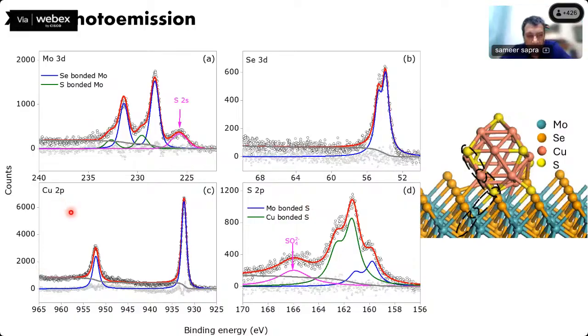Copper is the one that reacted with sulfur and is bonded only to sulfur, so just one species. But sulfur is bonded to both molybdenum, the smaller contribution, and also to copper, the larger contribution. Also, some amount of sulfur gets oxidized on the surface, so sulfate is formed. Remember one thing: for copper, there is only one species.